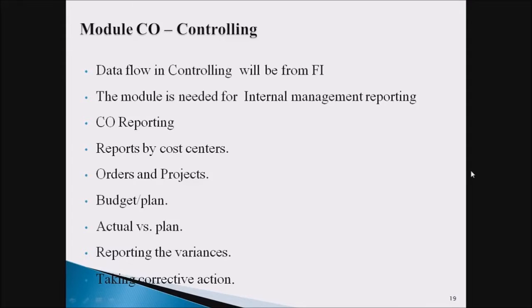So what do we do here? Something which we call CO reporting, or reports by cost centers, when I want information project-wise or order-wise. I want to plan the actual data, or I want to go ahead with budgeting and planning. I want to compare the actual data with the planned data. Based on the variances, maybe I can think of taking some corrective action. So when my objective is taking corrective action or decision making, then I have to depend on my CO module. I cannot take a decision based on the information supplied by the profit and loss account and balance sheet. So in that case, I have to depend compulsorily on the controlling module.